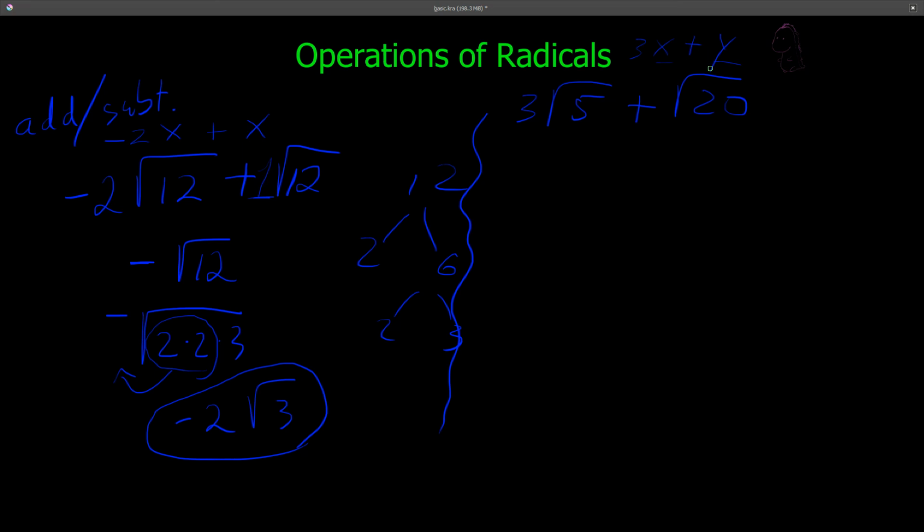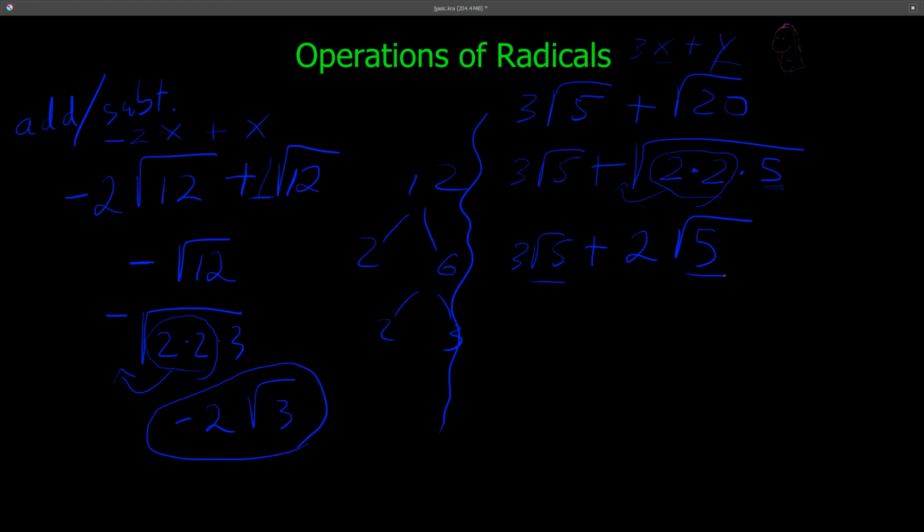Except maybe I can simplify this to see if it looks like that guy. So radical 20 can be broken down. So let me rewrite this again. Now radical 20 is just 2 times 2 times 5, right? Because 20 breaks down to 4 times 5. And here, these 2's come out. So now I have 3 radical 5 plus 2 radical 5. They're both the same radicals, so I can add them. So 3 of that plus 2 of that gives me 5 of that. So I have 5 radical 5.